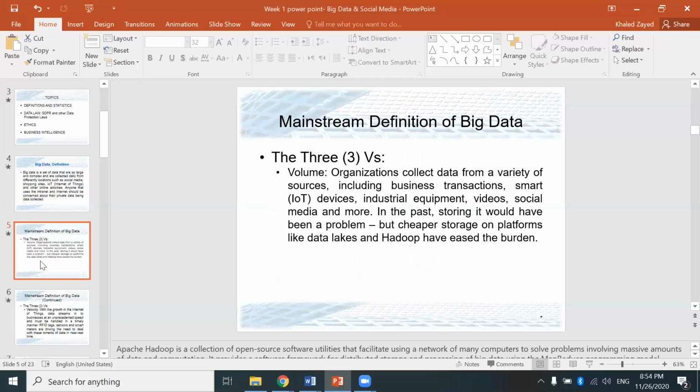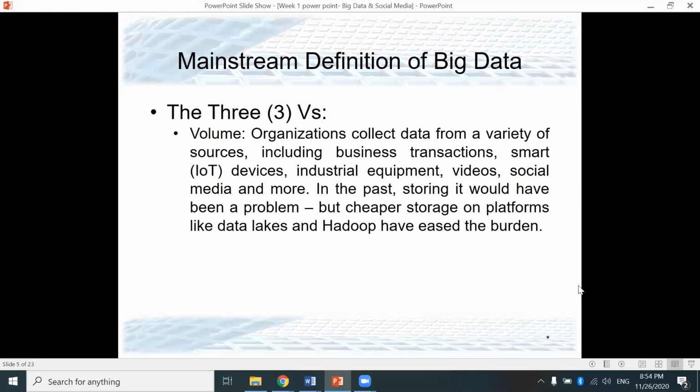There are the three V's of data, starting with volume. Volume describes how organizations collect data from a variety of sources, including business transactions, smart IoT devices, Internet of Things devices, like your webcams, Ring doorbell and security cameras and so on. Your home connected devices and industrial equipment, videos, social media, and more.